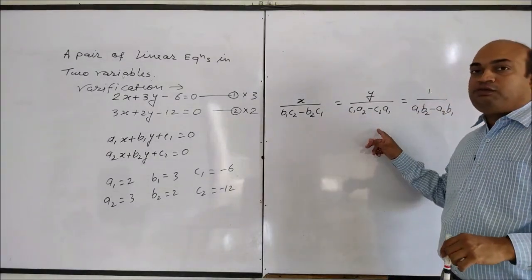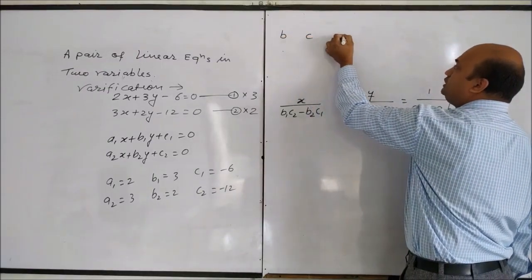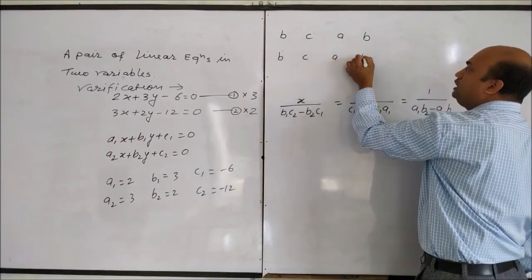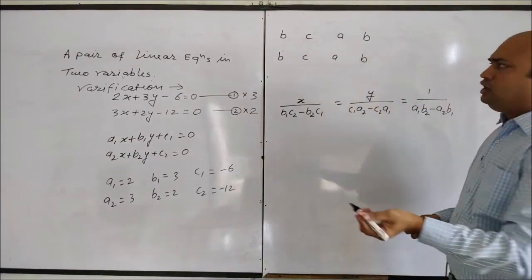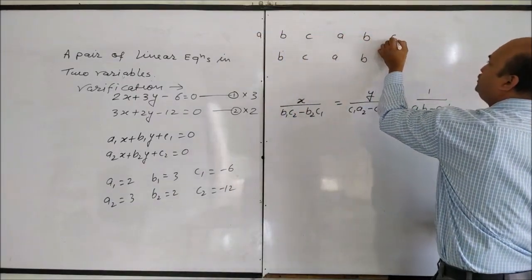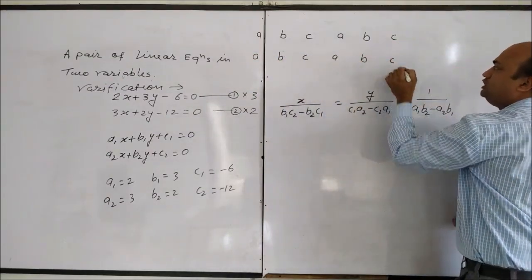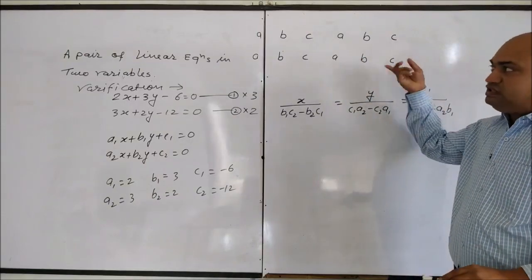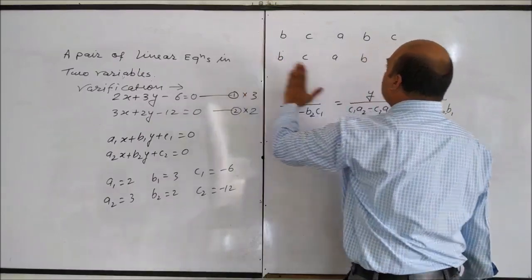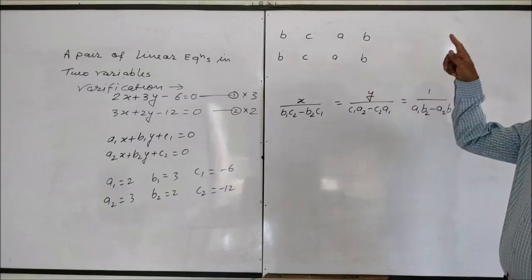If we want to obtain this formula, we write a, b, c, a, b, c, again a, b, c, a, b, c, like this. Now we just remove the first a and the last c, as these are not required. Means we start with b, c, a, b.